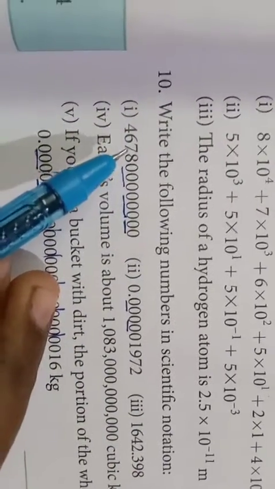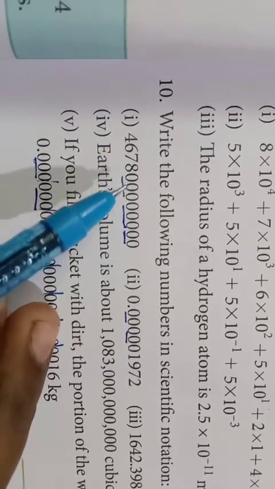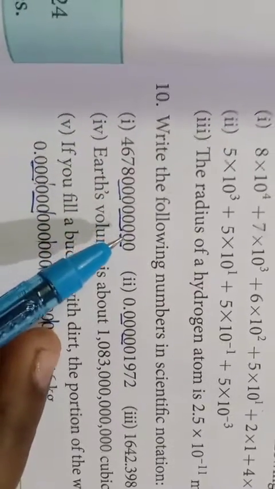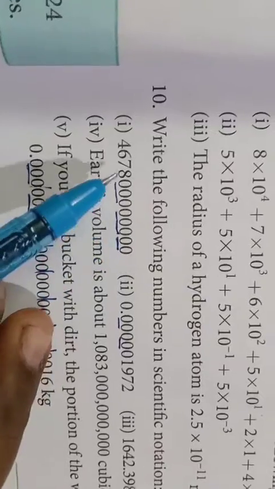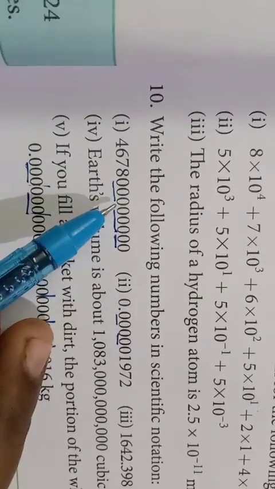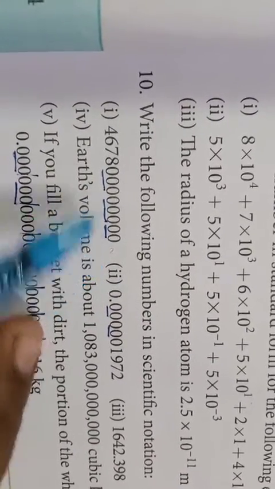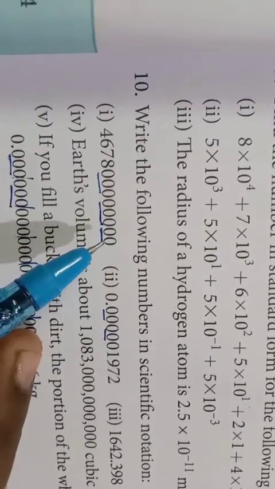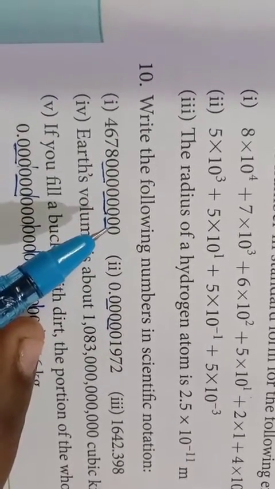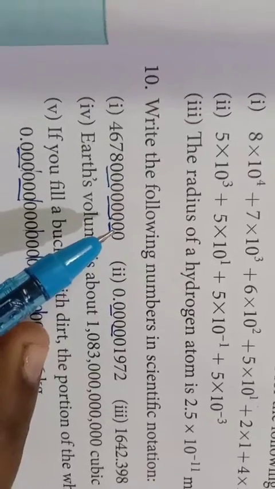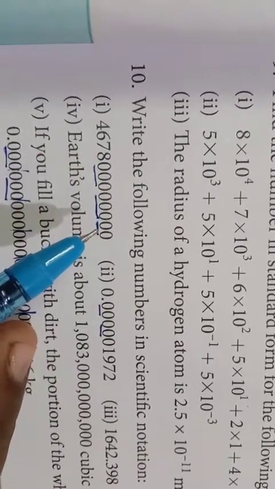Now the 10th problem: write the following numbers in scientific notation. Some numbers are given: 4, 6, 7, 8, followed by zeros. How many zeros are there? 6, 7, 8 zeros are there. This number is a large number. It is a little bit difficult to read and remember, so we make it a scientific notation.